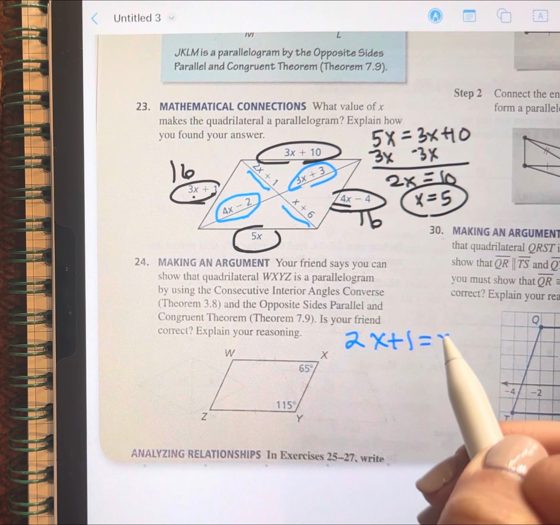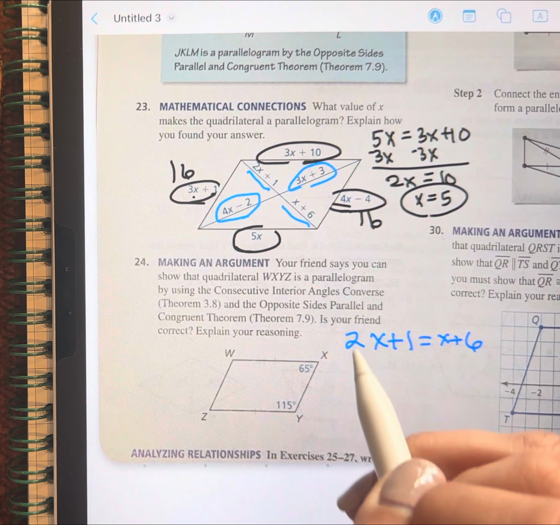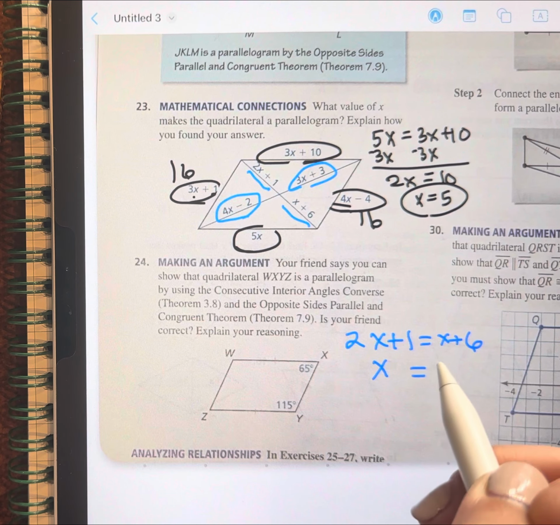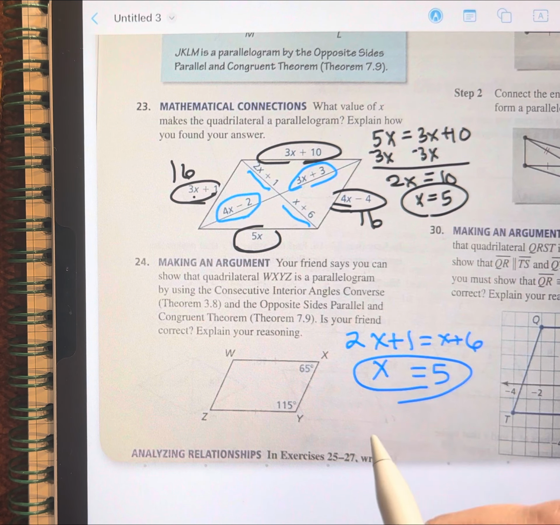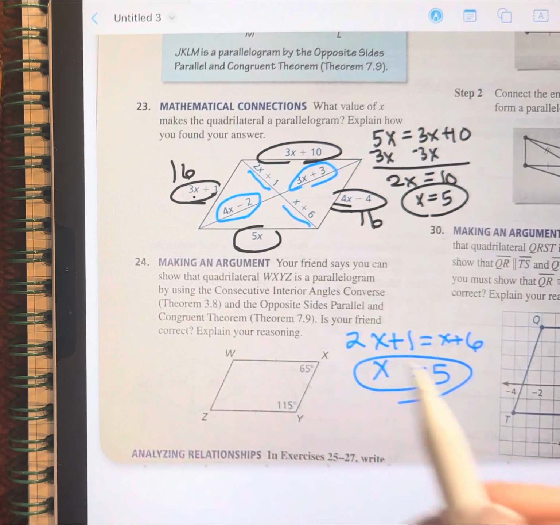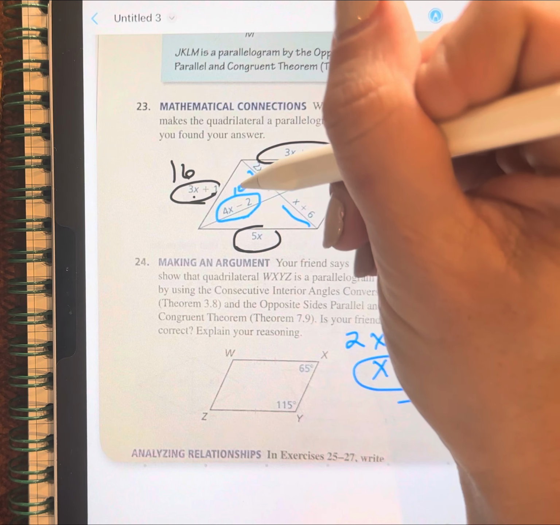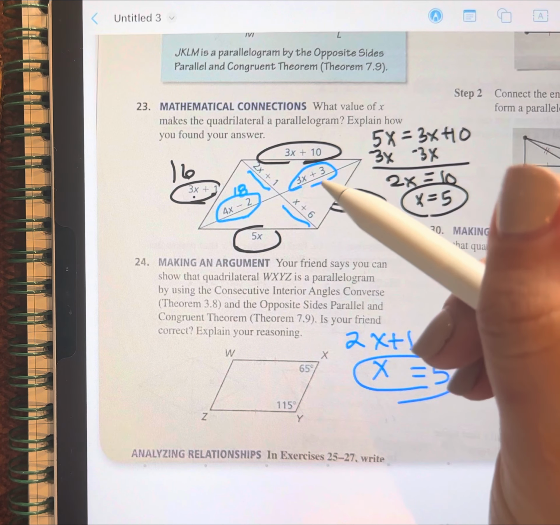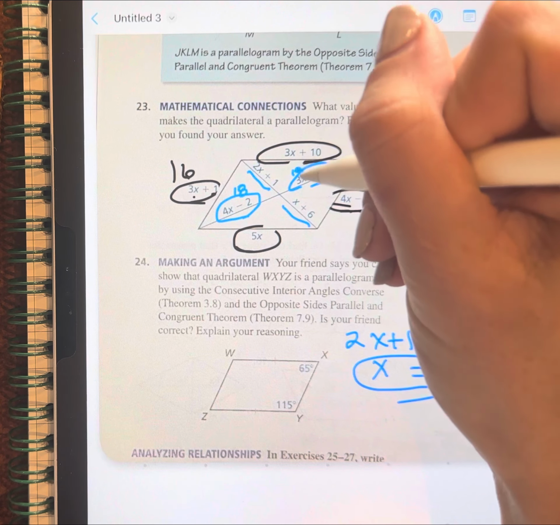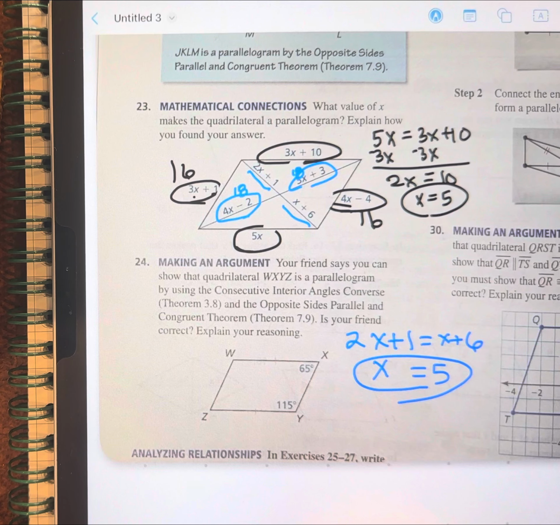2x plus 1 equals x plus 6. Subtract the x, subtract that, I get x equals 5. And then again, plug it in here, I get 20 minus 2 is 18. And over here, I get 15 plus 3 is 18. Oh, look at that. The diagonals are bisected. Therefore, it's a parallelogram. Either way, whichever way you did it, x is 5.